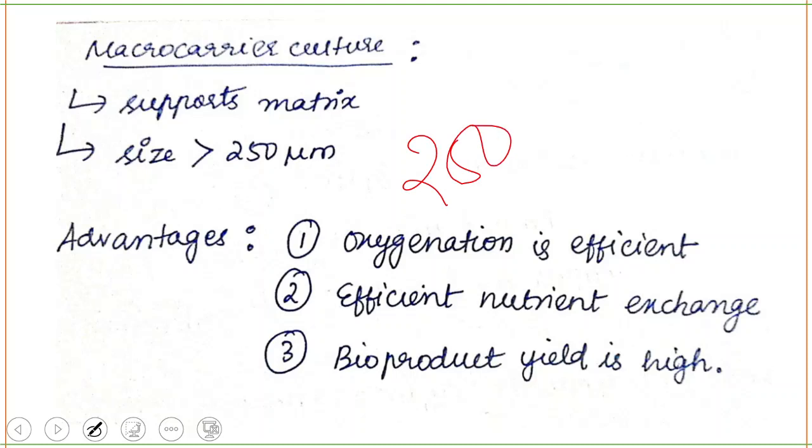The advantages for this are that oxygenation is very efficient because they are large in size, there is efficient nutrient exchange, and bioproduct yield is also high, since microcarriers are smaller and macrocarriers are larger in size, and also they have so many pores in them. The product yield will be very high.